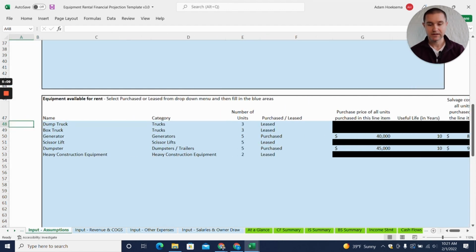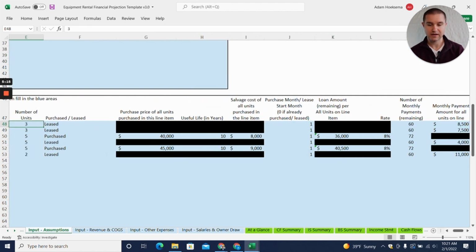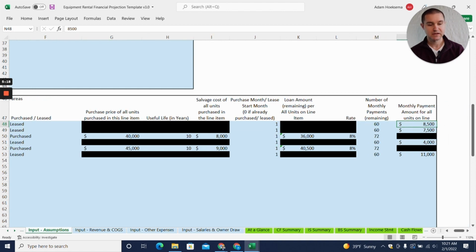So if you only had one dump truck, you just put in the cost for leasing one dump truck. We, in this situation, have 3 dump trucks, and we're saying that our price to lease 3 dump trucks is $8,500 a month for 3 of them.